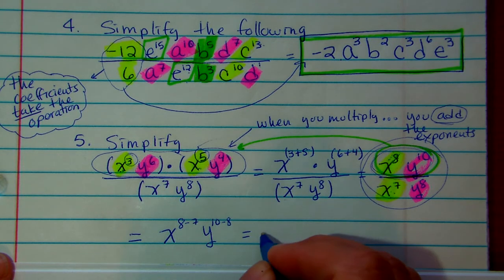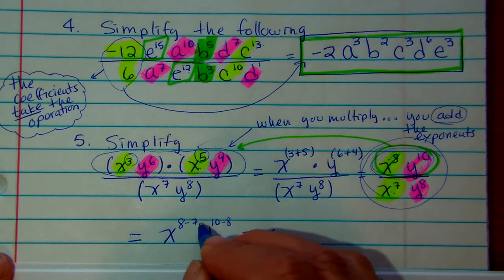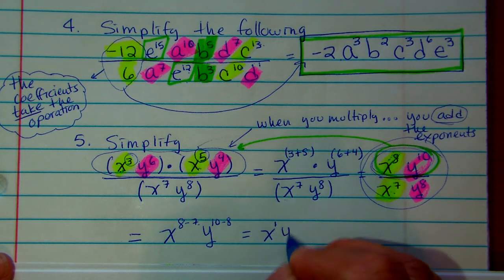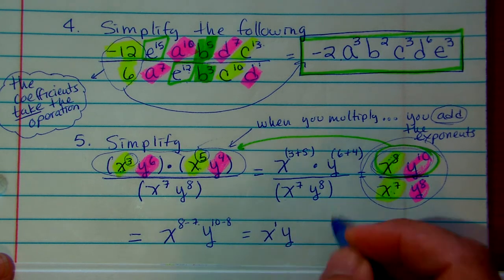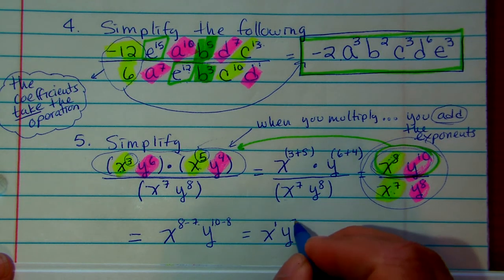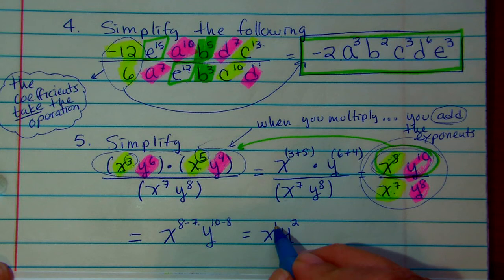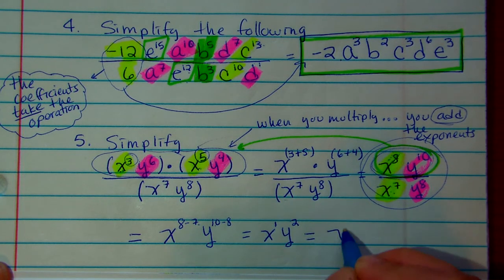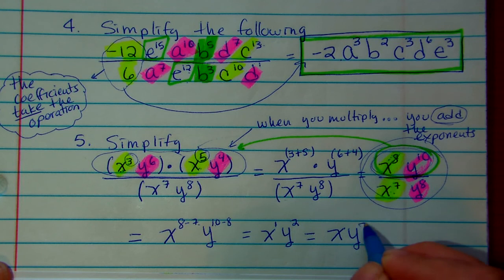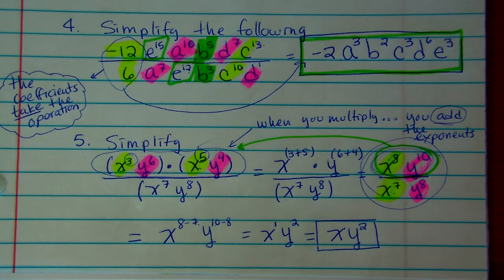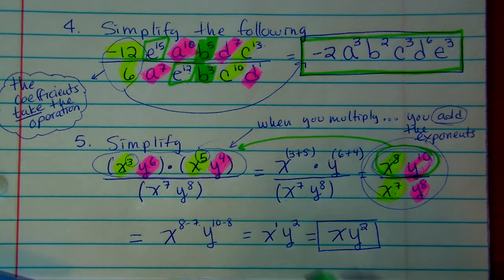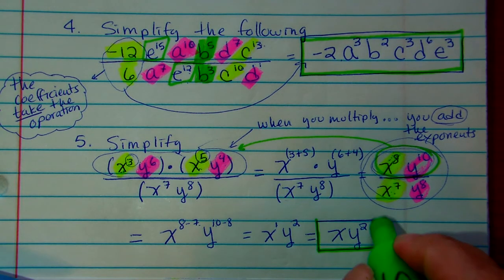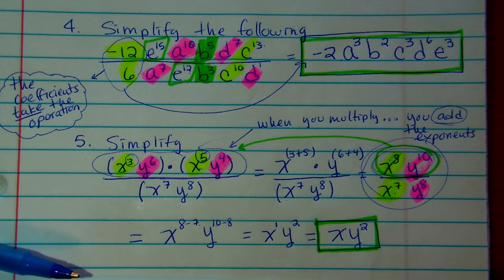Okay, so we have 8 minus 7, it's 1. And for the y, 10 minus 8 gives us 2. Now remember, when you have a power of 1, we don't necessarily have to write it. So this is just like having x, y to the power of 2. And this is your answer. Let me put it in green right here. All right. That was problem number 5.